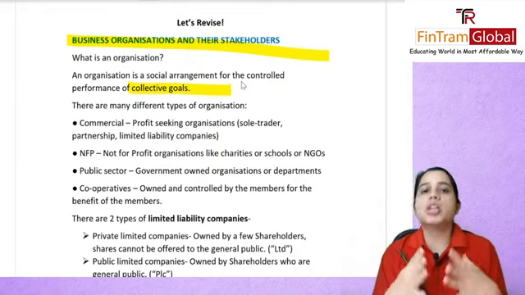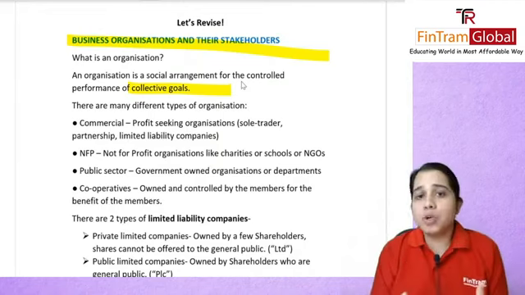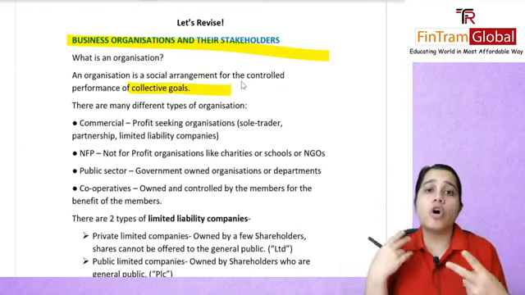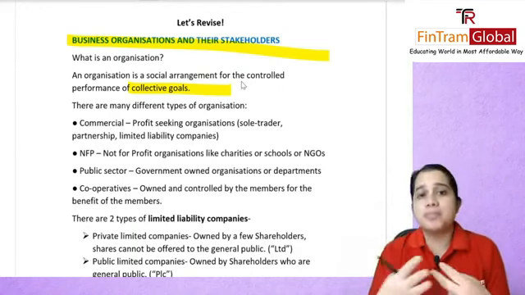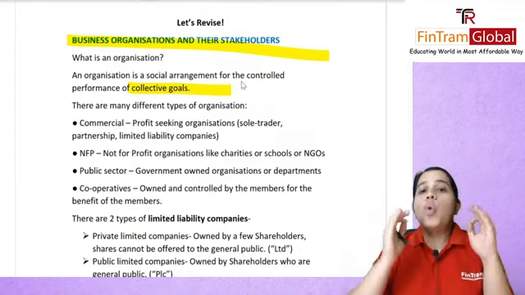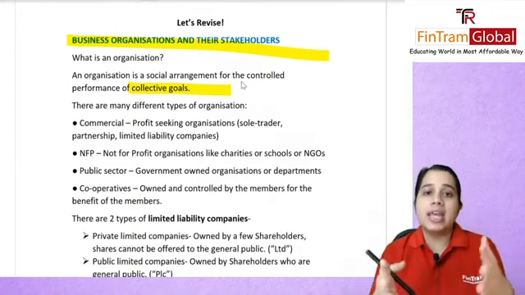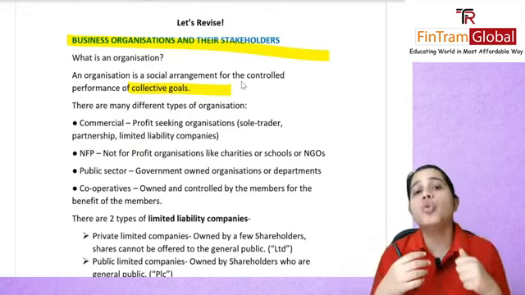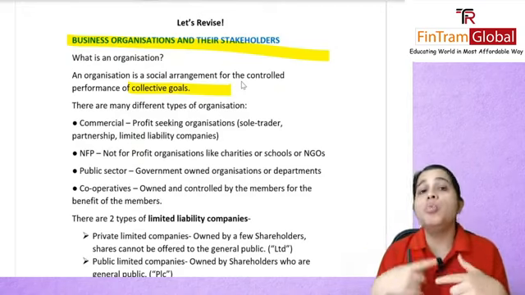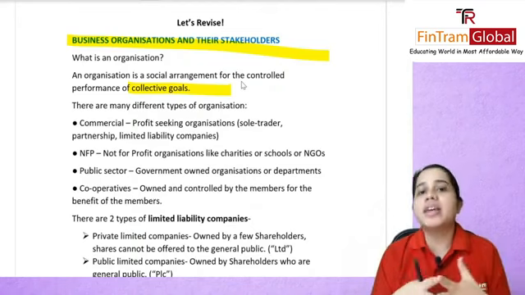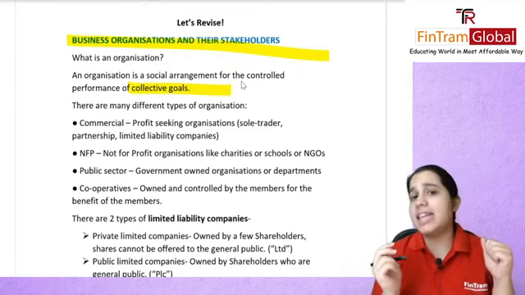So in an organization, you will have some goals, right? You could have a goal to increase or maximize your profit, or it could be that you want to give something to the society. If you are working for the society, profit may not be your ultimate motive. So whatever your goal is, in an organization you will have these collective goals, and you will be controlling the performance of the employees who are working towards achieving these goals. And all of these employees are in a social arrangement, like you will have hierarchies and levels.